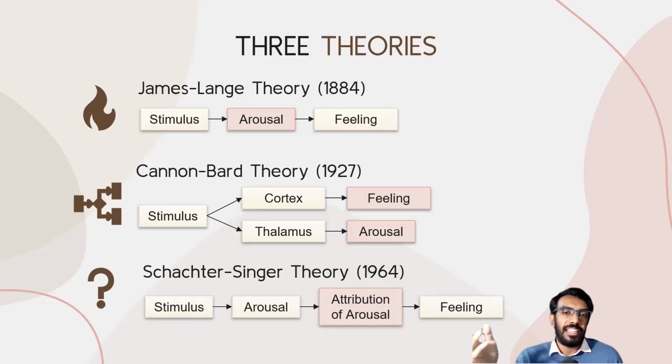Then much later, in 1964, Schachter and Singer modified the James-Lange theory. They said, why is it that the same kind of arousal causes different feelings? Because the Cannon-Bard theory did not really hold up over time. The same experiments, when they were replicated, didn't really seem to show the same effect. So in most papers that you read, this Cannon-Bard theory is not really mentioned at all. Most theorists directly jump to the Schachter-Singer theory. So what Schachter and Singer said is that James-Lange was right. The stimulus, arousal and the awareness of that arousal is what causes your feeling.